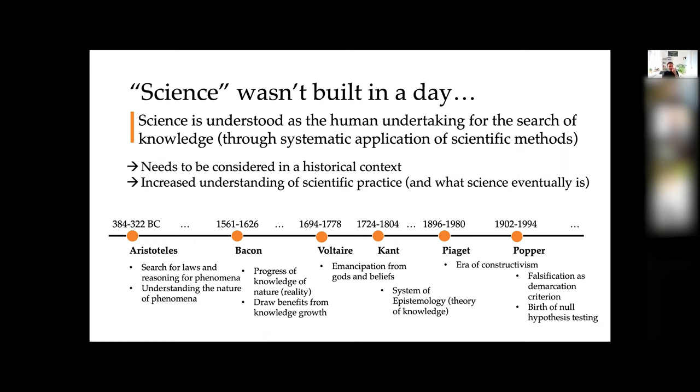What you can see at the very bottom is just a random selection of some scholars that I found important to mention from a philosophical perspective, ranging from Aristotle to Karl Popper. But please note that if you ask anyone else in the collegium, you would very likely get different names, simply because we have many, many different scholars that have largely contributed to today's understanding of what science is.